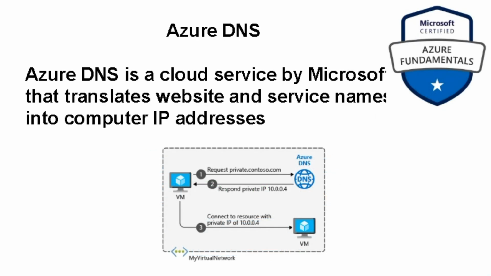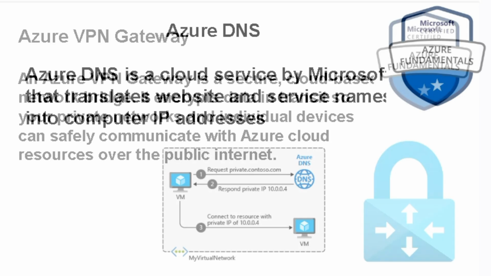Azure DNS, or Azure Domain Name System. Azure DNS is a cloud service by Microsoft. It basically translates website and service names into computer IP addresses. So it does the same exact thing as a domain name server. It just does it over Azure. So it's the same thing as a DNS, it's just called Azure DNS.